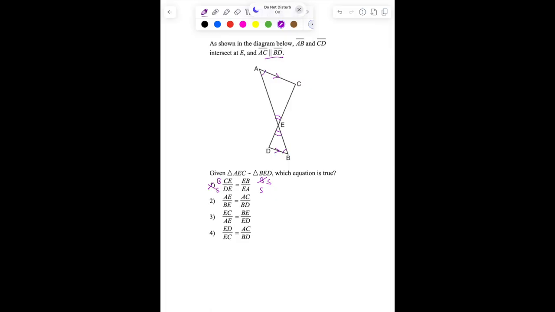AE is from the big triangle. BE is its corresponding side from the small triangle, so far so good. The other side should be big over small as well. AC is a side from the big triangle, and BD is its corresponding side from the small triangle, so that's the true equation.